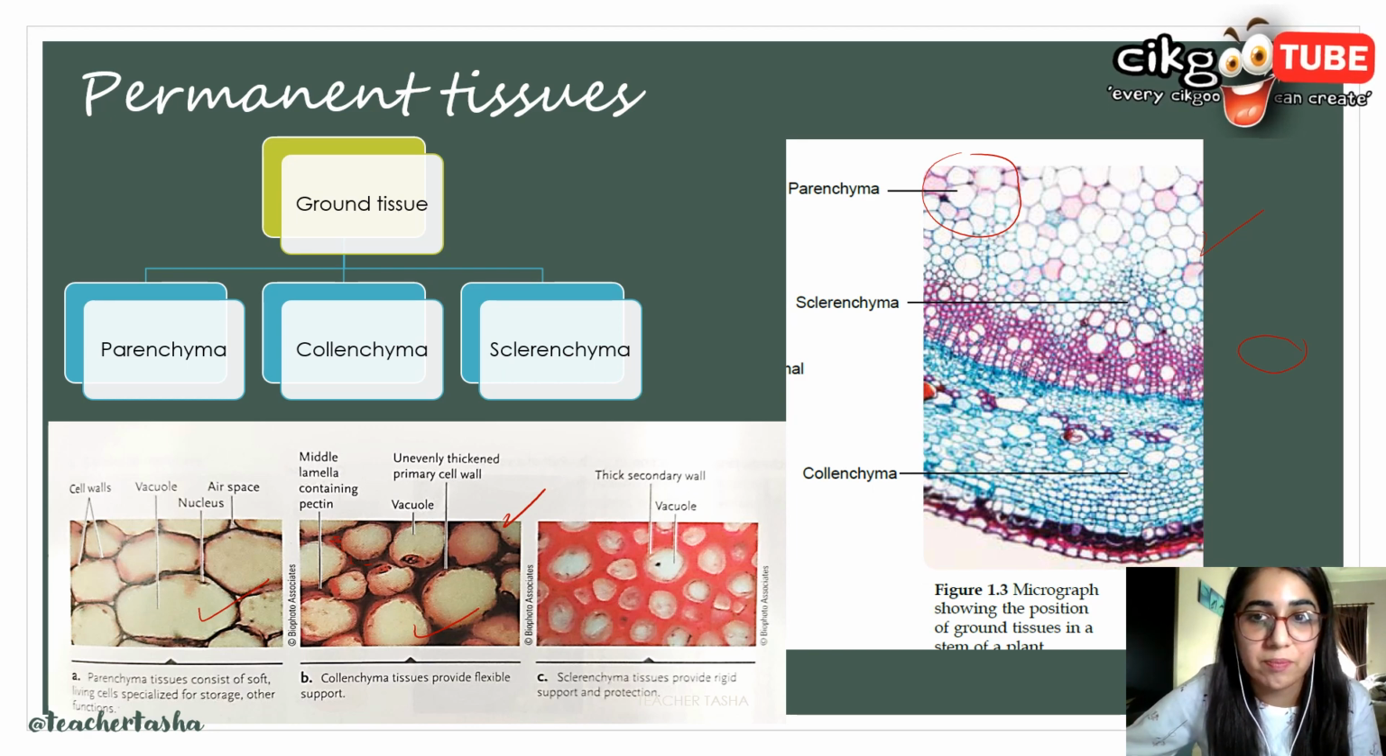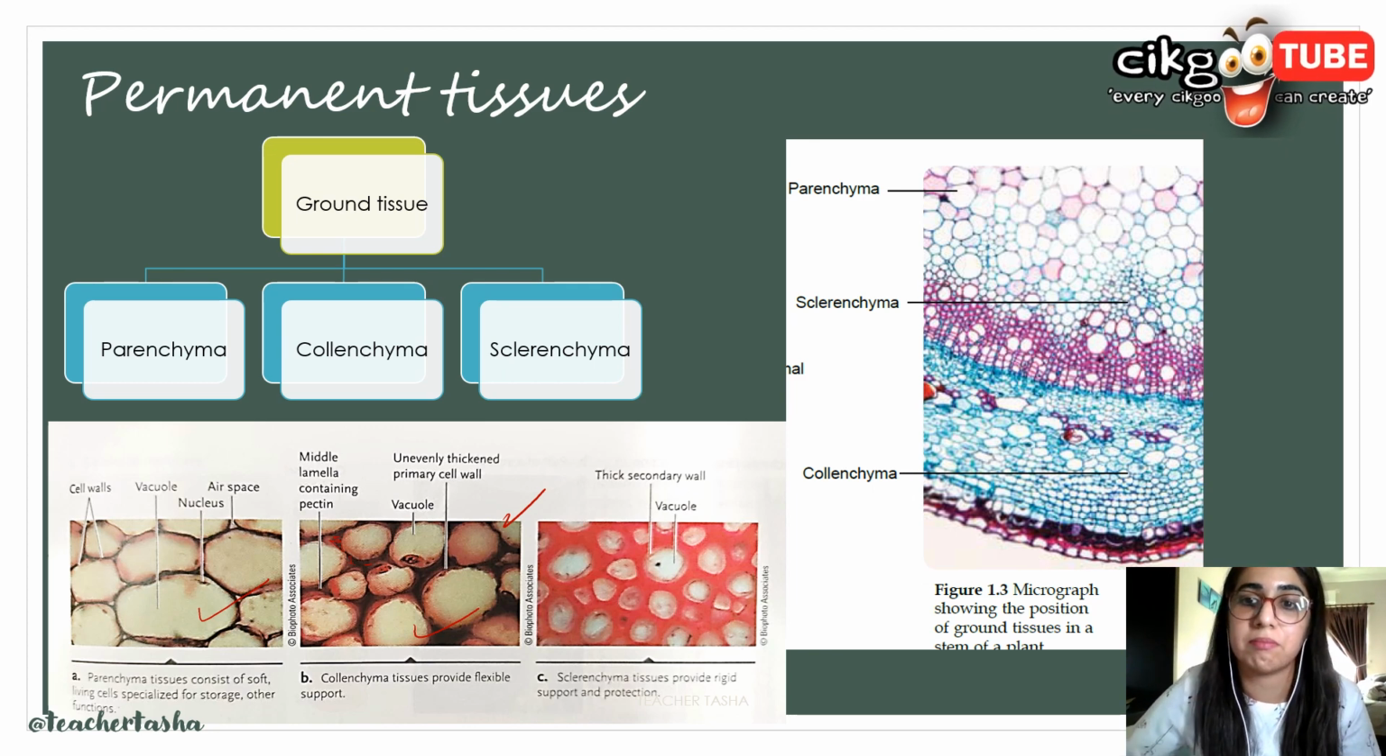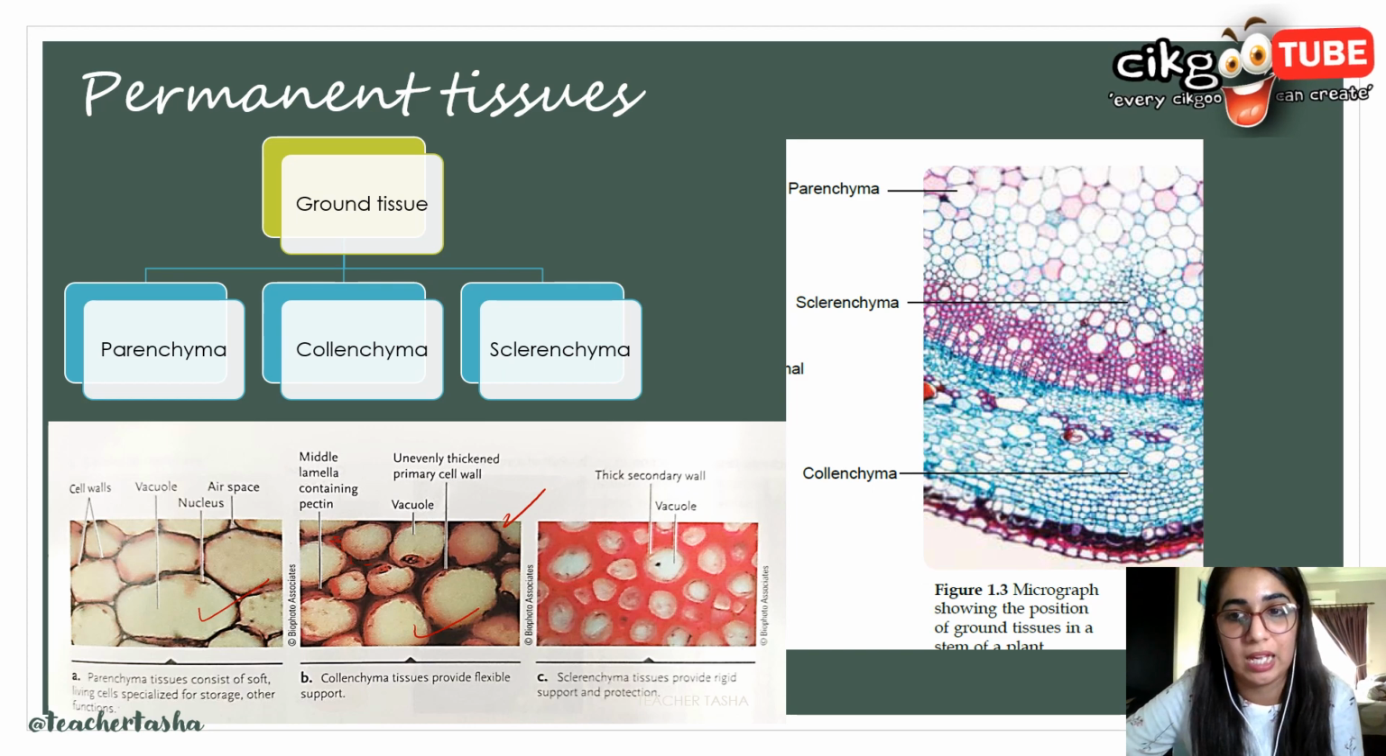Look at this part here. This is the sclerenchyma. It is much thicker compared to the collenchyma over this area here, because collenchyma is unevenly thickened. There are many microscopic views that you can go through. I believe when you go to the lab, you can see the slides and differentiate between parenchyma, collenchyma, and sclerenchyma.